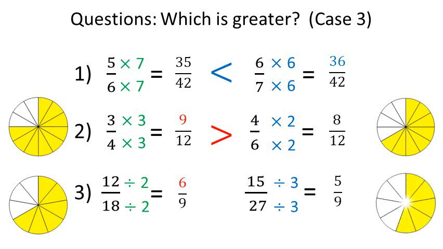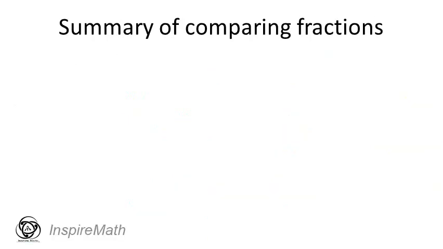Here's the diagram. Now we compare 6 over 9 and 5 over 9. 6 over 9 is greater than 5 over 9. Let's summarize today's lesson. Number 1.